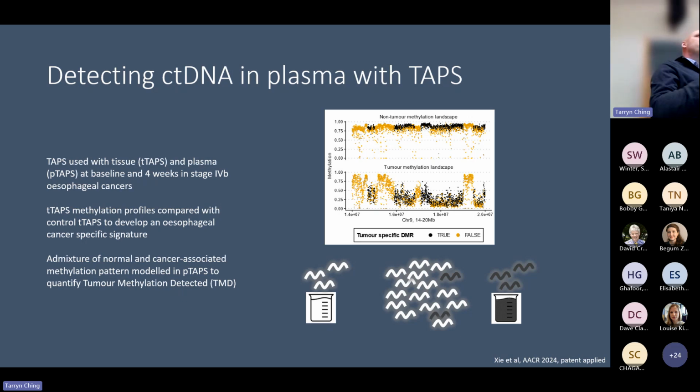What we can then do is model the mixture of normal and tumour DNA and come up with a metric which tells us how present circulating tumour DNA is in these patients. What that allows us to do is not just give a binary yes there's cancer or no there's not, but show what the cancer activity is actually doing on a relative real-time basis. And we've called that TMD, tumour methylation detected.